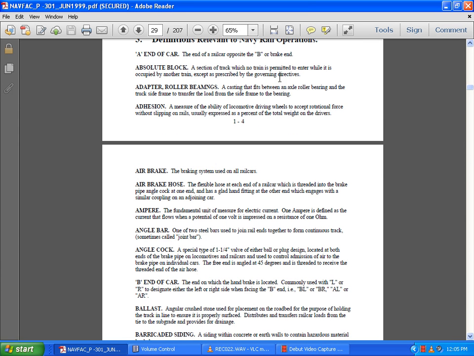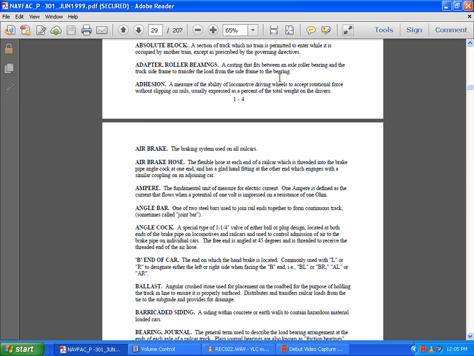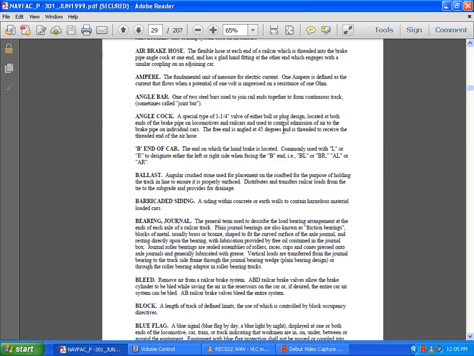Angle cock: a special type of 1 1/4 inch valve, of either ball or plug design, located at both ends of the brake pipe on locomotives and railway cars, used to control admission of air into the brake pipe of the individual car. The free end is angled at 45 degrees and is threaded to receive the threaded end of the air hose. The B end of the car is the end at which the handbrake is located.